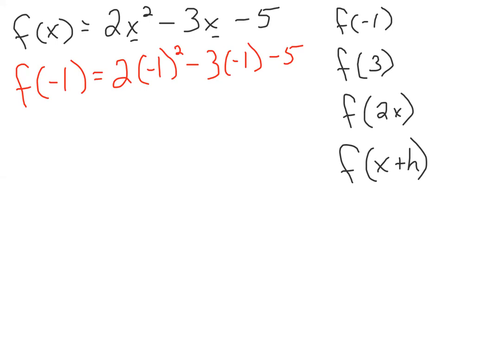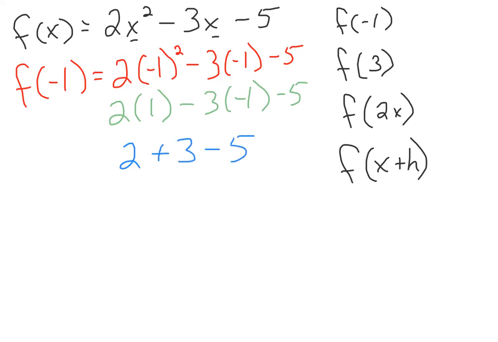So taking the exponent, I have 2 times 1. Everybody else just drops. All right, now let's distribute. 2 times 1 is 2. -3 minus 1 is +3. -5 just drops. Well, 2 plus 3 is 5. And 5 minus 5 is 0. So f of -1 is 0.